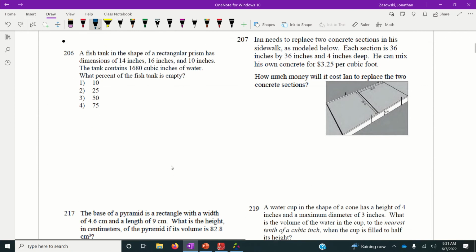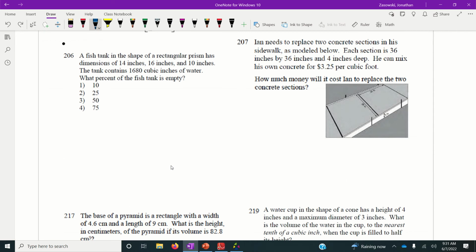So if we take a look at number 206, what I would recommend is if they give you a description and there isn't a picture of a shape, draw it. A fish tank in the shape of a rectangular prism has dimensions, which are in inches. The tank contains 1,680 cubic inches of water. What percent of the fish tank is empty? Now, most people who got this question wrong on the exam didn't use empty, they used the full. So just be careful on this one.